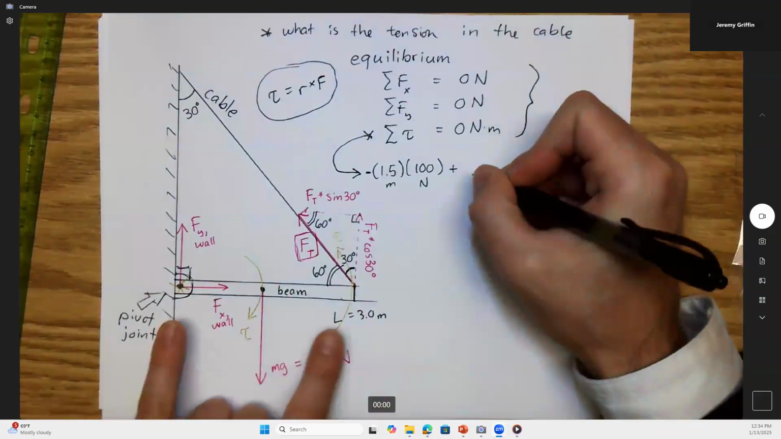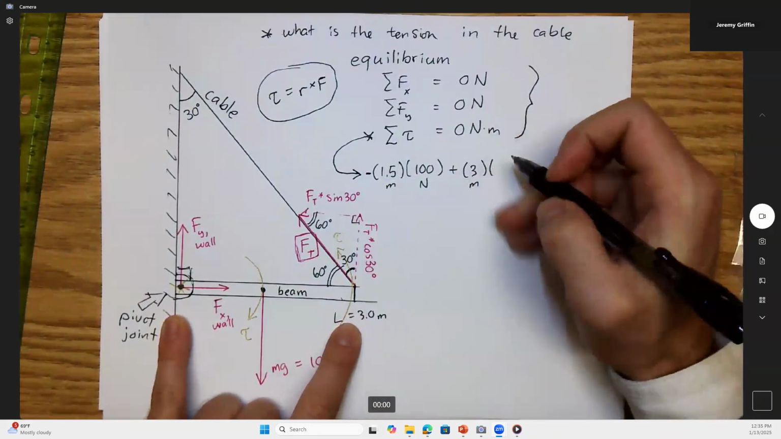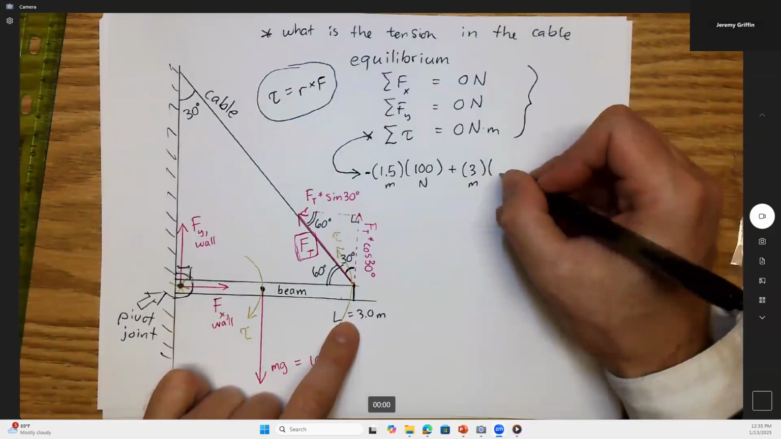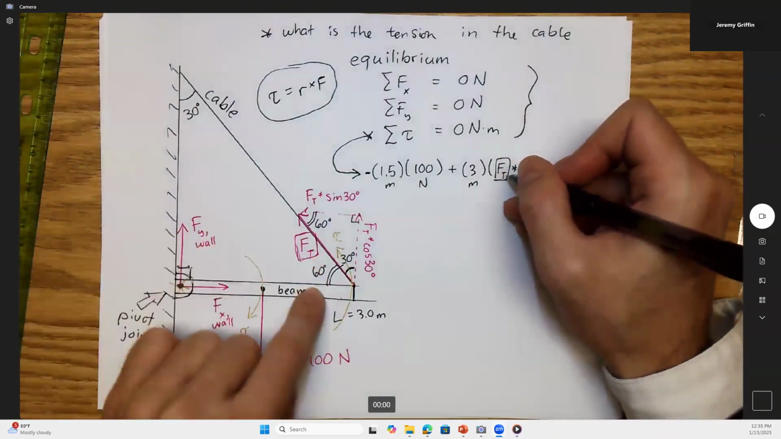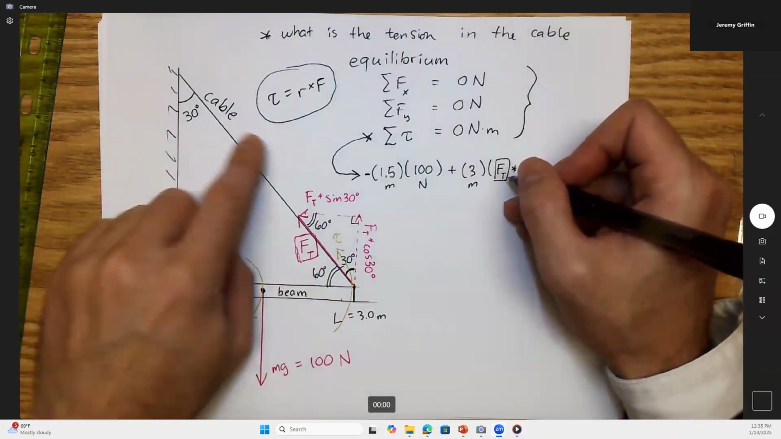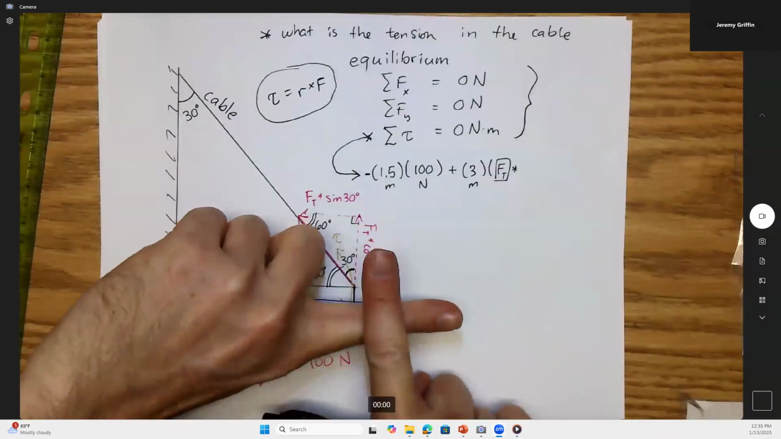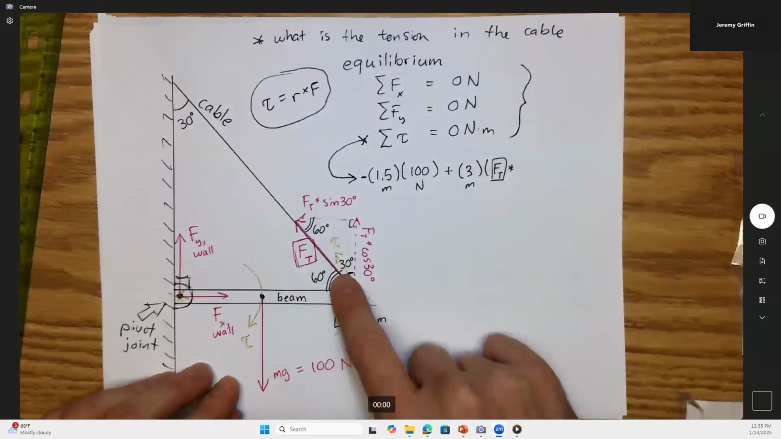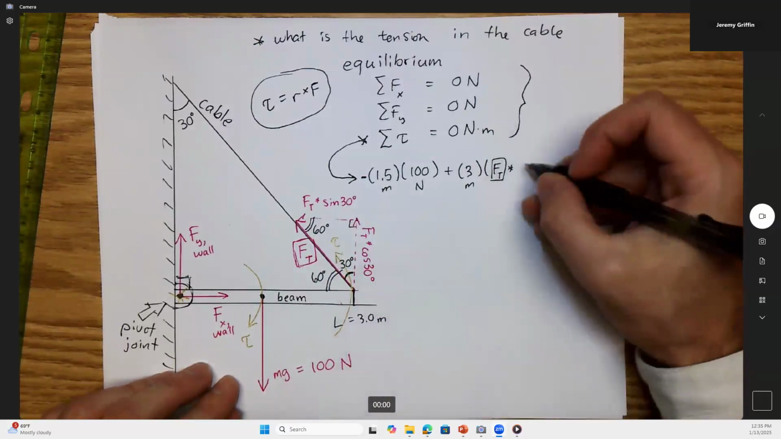So I'll say plus, and then at a radial arm of the full 3 meters, I have, well, times what? What force should I put right here? The tension force. Now, is it the full tension force? Guys, what does cross product mean? Cross product means you only count the what components? Perpendicular. So it's not the full tension force because it's off at a 30-degree angle from the vertical. So, guys, it's tension force times what?